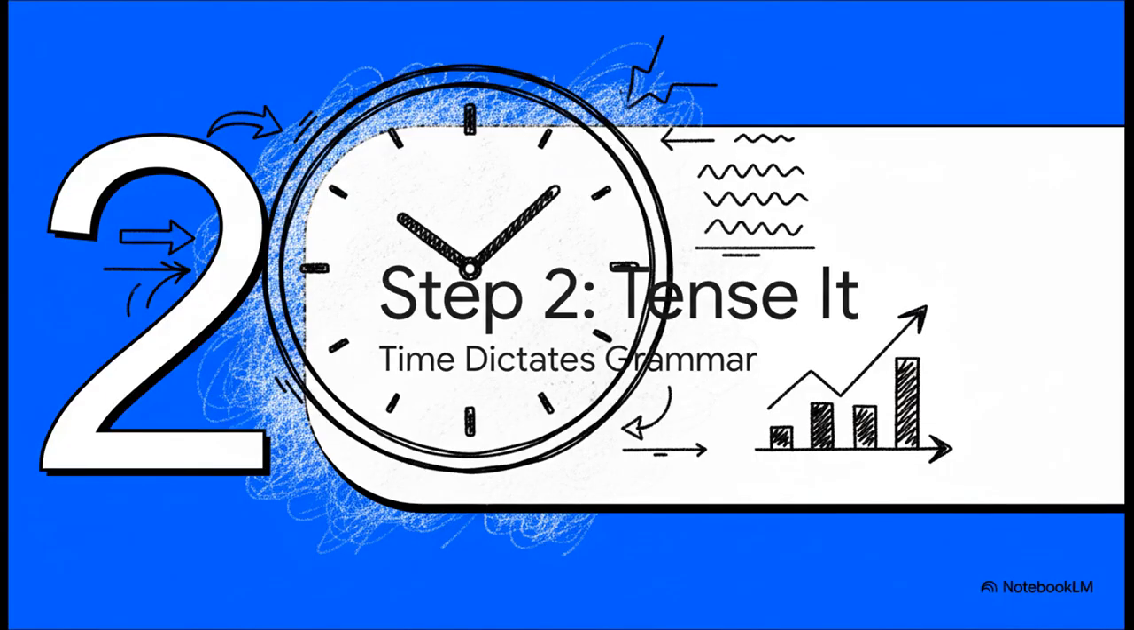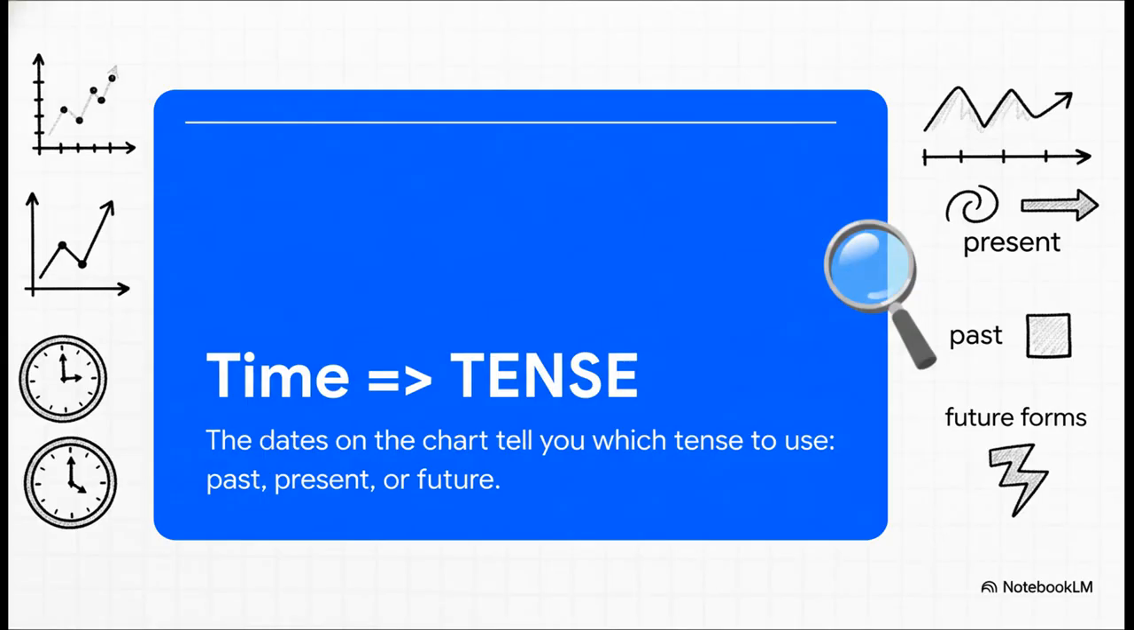All right, let's move on to our second question, which is all about time. And this one is fantastic because it's a simple little observation that automatically solves a huge grammar problem for you. Which tense should I be using? The rule couldn't be simpler. The chart tells you the tense.